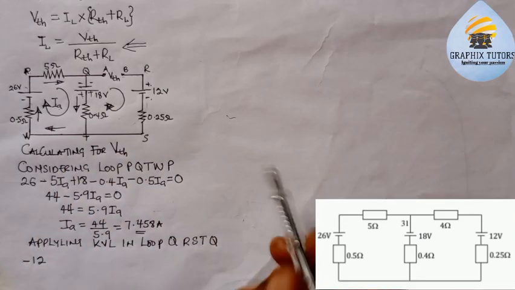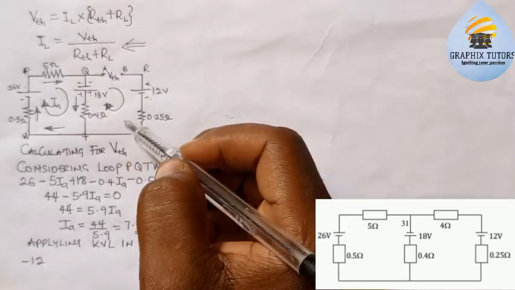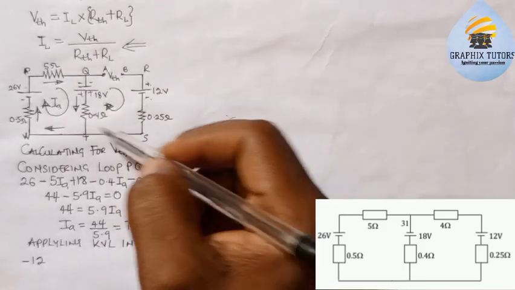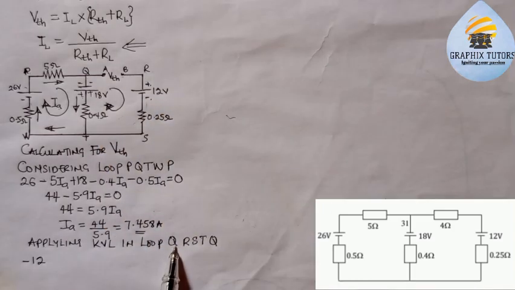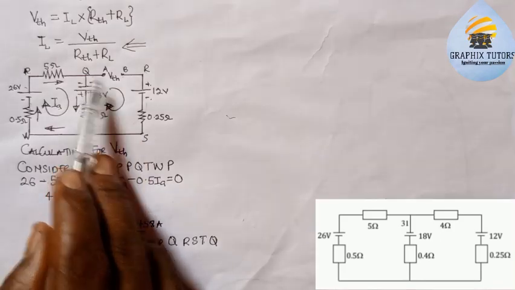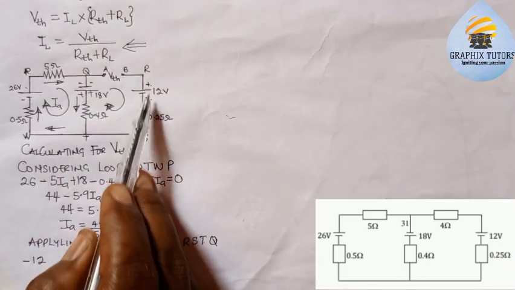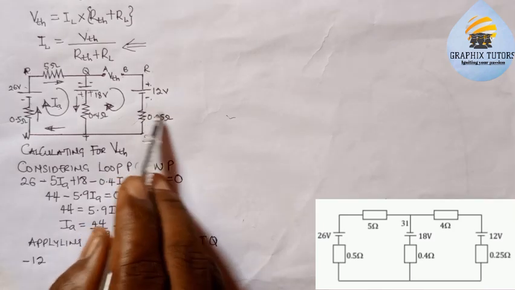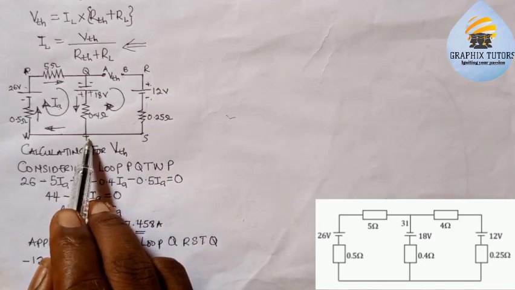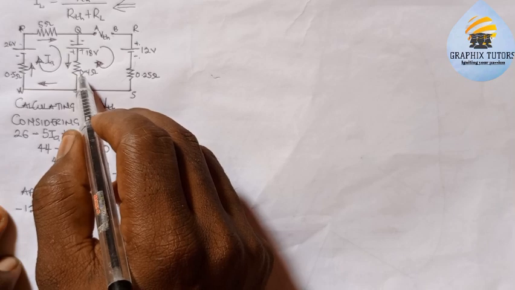KVL means the algebraic sum of all voltages in a closed loop is equal to 0. So this is the closed loop, which is QRSTQ. Now if I start with that, going from higher to lower will give me negative. I will ignore this because this is a resistance, this is not a voltage. I'll come here.